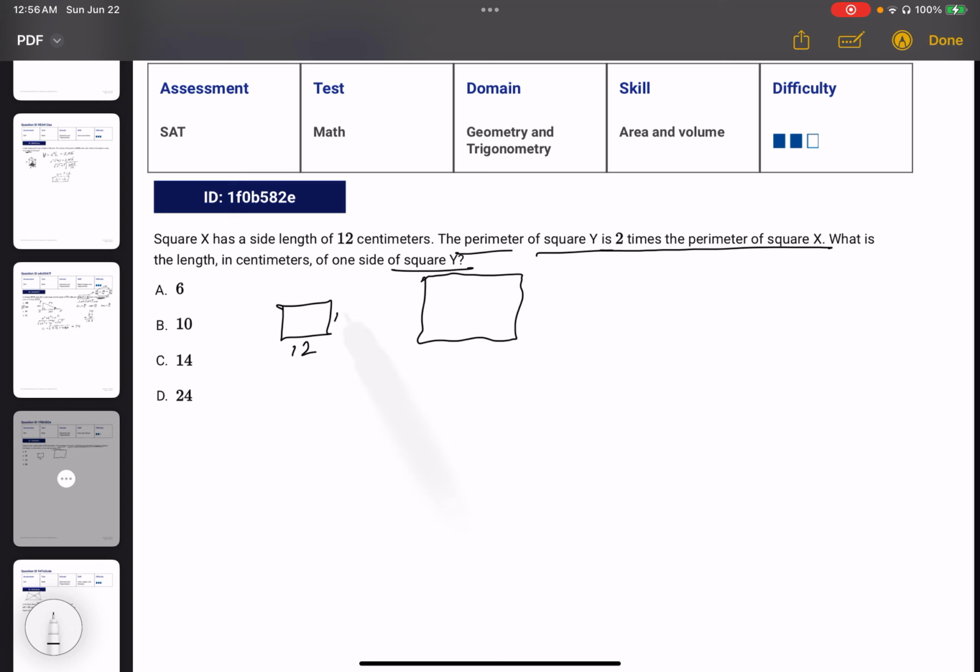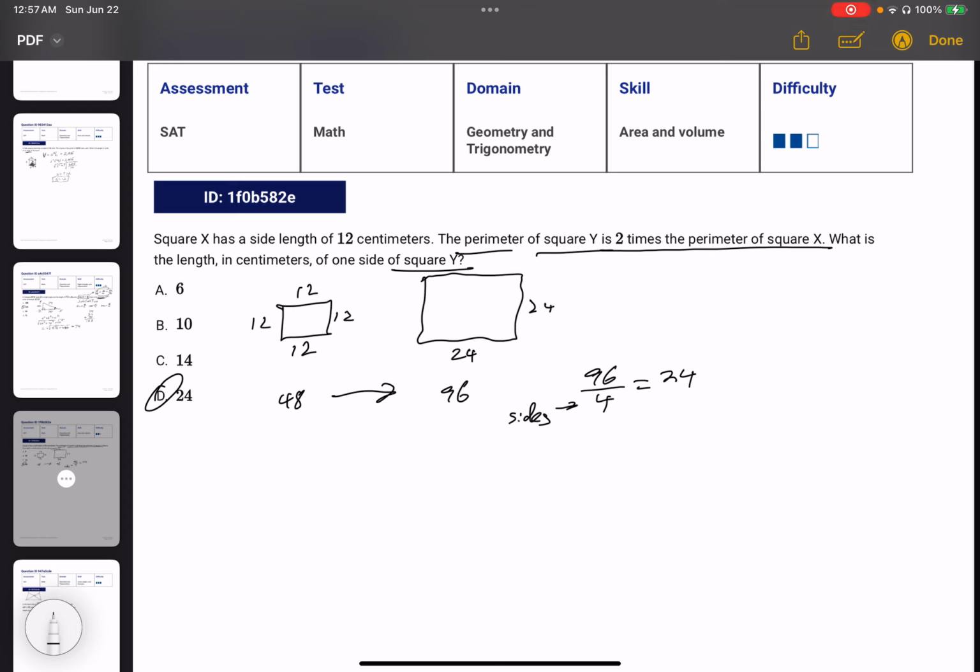So for this, 12, 12, 12, 12. So we know that this is 48. And we know that this one is going to be 96, since it's 2 times 48. We know that the perimeter for this one is going to be 96. And then we can divide 96 divided by 4, the number of sides, to get the side length of each edge of the square. And it's going to be 24 for each one. I'm not going to write the rest of it. 24 for each would be your answer, which is D.